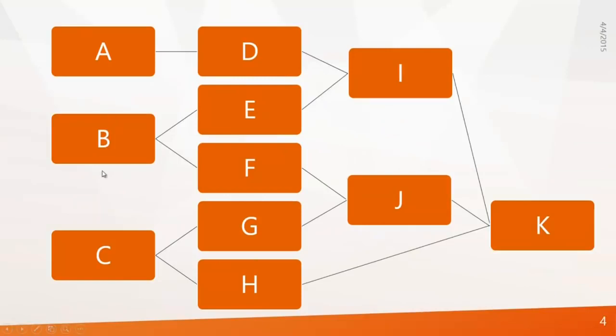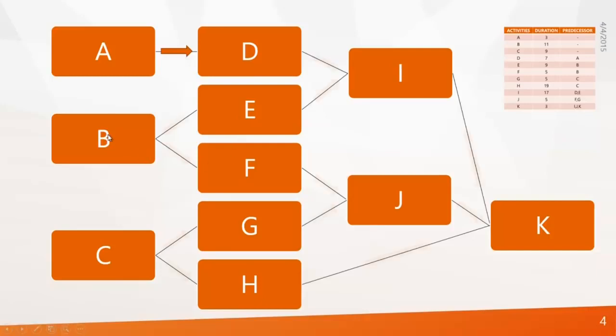Look at this example. I have arranged all the activities based on their relationships and logic. In this exercise, you can see the first three activities have no predecessors, meaning the three activities start simultaneously. And activity D will start only after the completion of activity A. And look at activities E and F. They will start only after B. This is how I have given the logic.